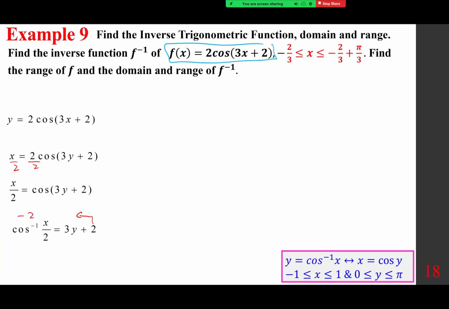Make this -2. So I'm going to write it here. We have cosine inverse of x over 2 minus 2 equals 3y. Divide by 3. And that's y. Call it f inverse. So when you divide by 3, you can say 1/3 of cosine inverse of x over 2 minus 2/3.